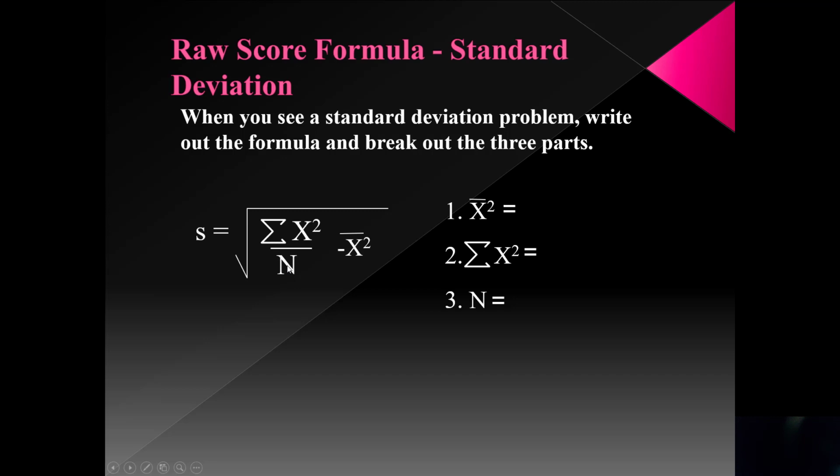Divided by n, which is the total number of values, minus the mean squared. So I'm going to take all 3 of these values out. Here's the mean squared, the sum of the squared values, and the n. This way, I think it's easier to look at it as only solving for individual items.